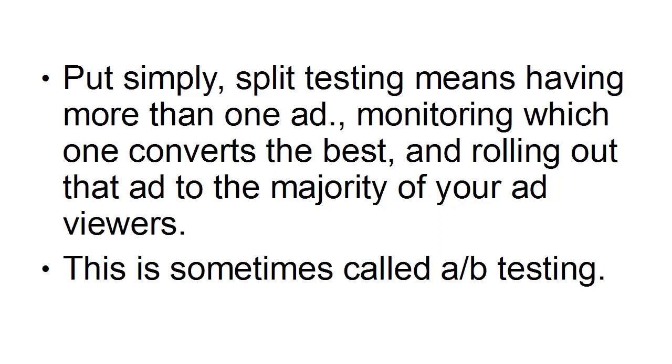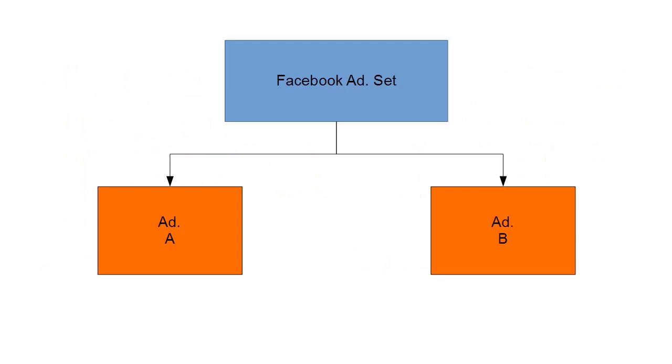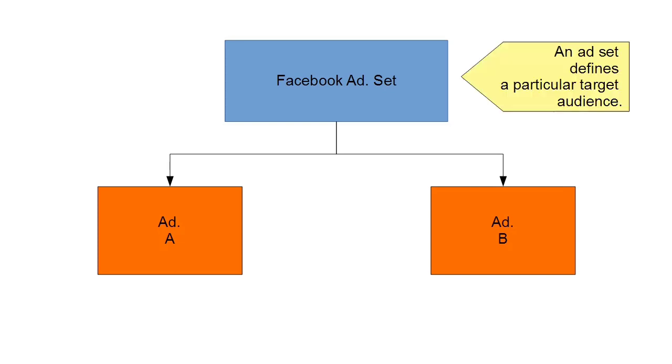And sometimes this is called A/B testing. And it works a bit like this. First of all, you have your Facebook ad set, and then you have two ads. For the sake of argument, let's call them ad A and ad B. Now, an ad set defines a particular target audience. And it's also used to define your budget, your schedule, and the bid type.